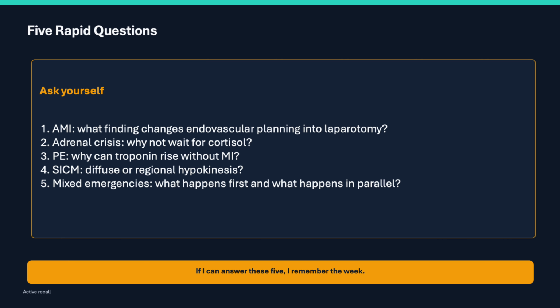Question number 5. In a patient with malignant hyperkalemia, septic shock, and active bleeding, what happens first and what happens in parallel? IV calcium comes first when ECG changes are present. At the same time, potassium shifting, antibiotics, transfusion, hemodynamic support, and dialysis planning must begin in parallel. If we can answer these 5 questions without looking back, we have retained the core lessons of this week.